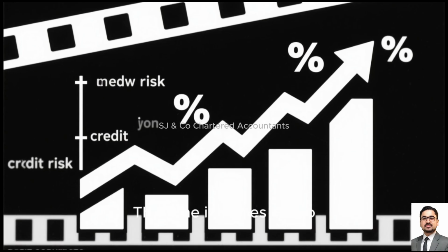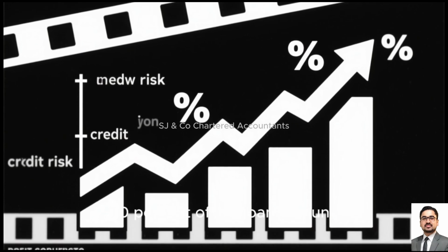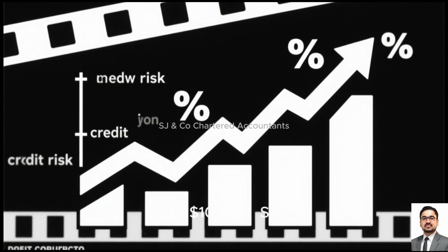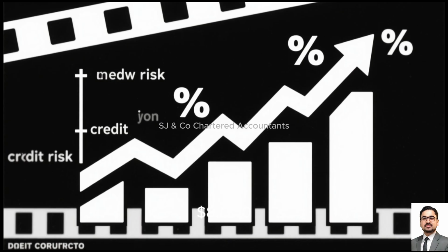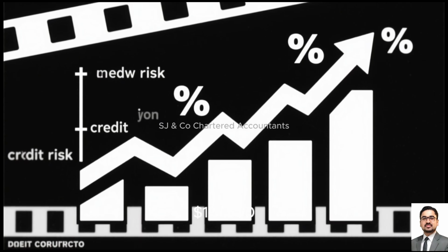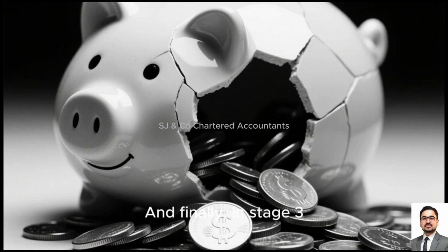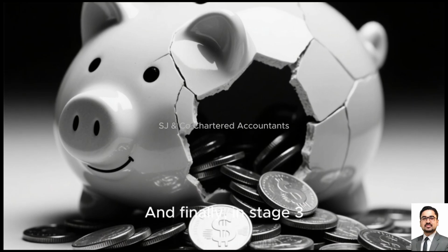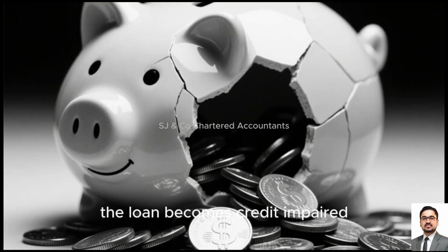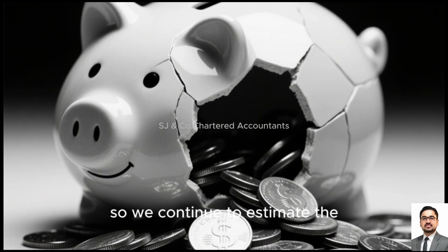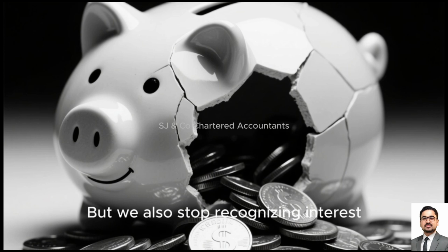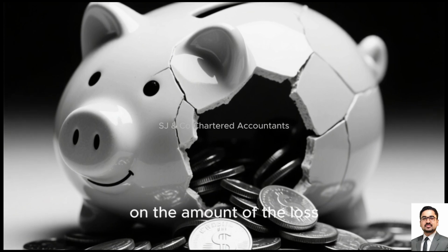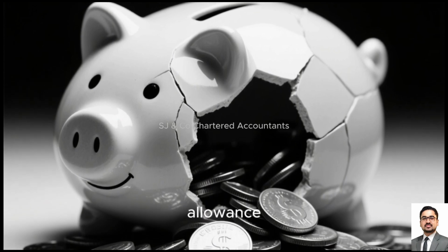This time, it comes out to 10% of the loan amount, or $10,000. So we book the additional provision of $8,000, $10,000 minus $2,000. And finally, in stage 3, the loan becomes credit impaired, so we continue to estimate the expected loss over the life of the loan. But we also stop recognizing interest on the amount of the loss allowance.